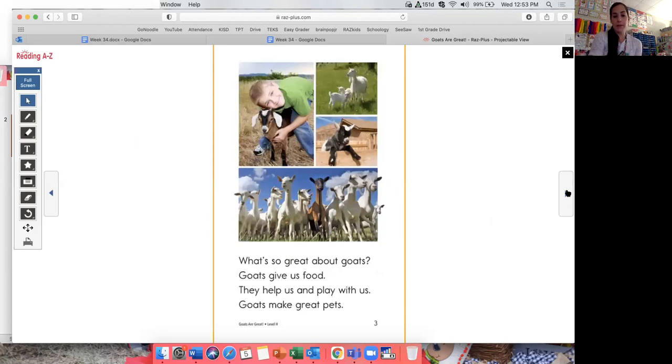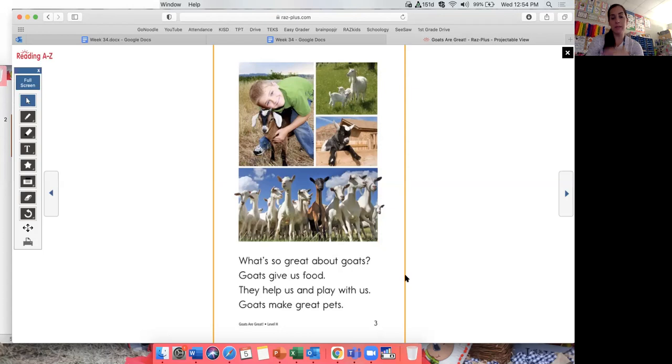What's so great about goats? Goats give us food. Okay, so thinking back to how they help us, them giving us food might be helpful to us. They help us and play with us. Goats make great pets. So out of that paragraph there, what do you think is helpful to us? That they play with us and make great pets?